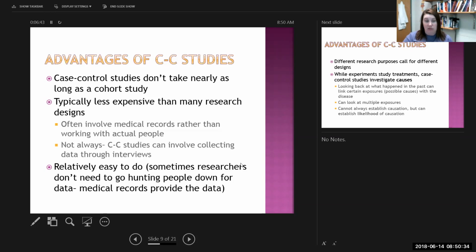However, you can also collect information through interviews with this. It doesn't necessarily have to be through chart review. This can be relatively easy to do. Sometimes the researchers don't need to go hunting down people for the data. Your medical provider may provide you access to de-identified records for this.